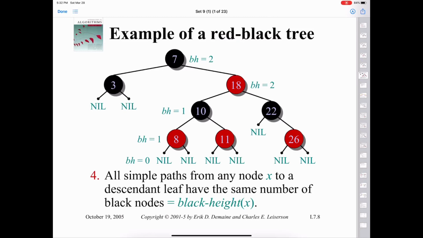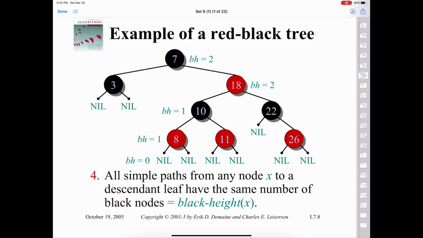Hi everyone. In this video, I'm going to talk about insertion in a red-black tree. In this particular video, I'm going to give you an overview, or a high-level understanding, of how to insert a node in a red-black tree. And in the next video, we are going to talk about the specific algorithm and the different cases that you have to follow to insert a node in a red-black tree.